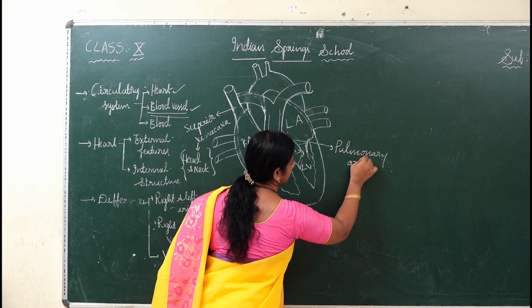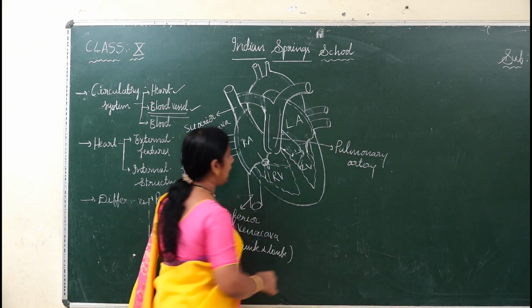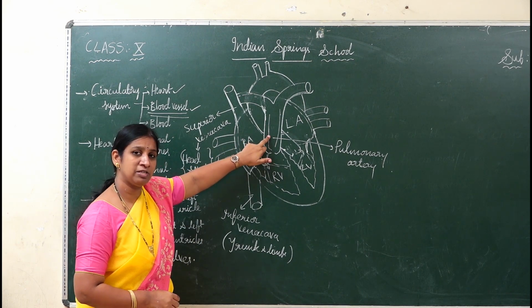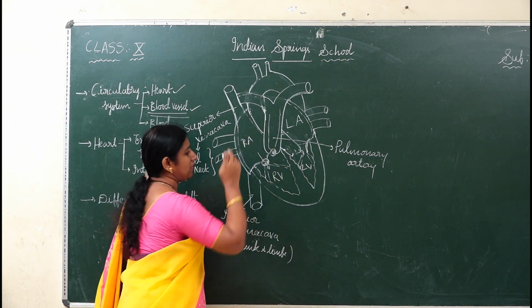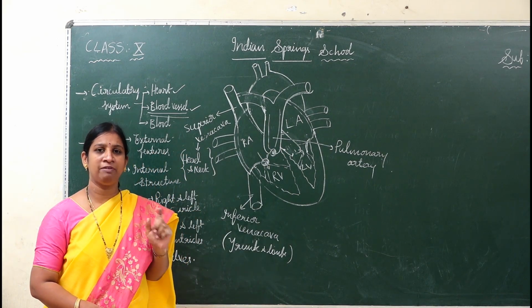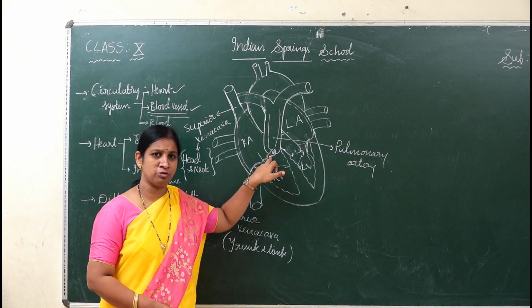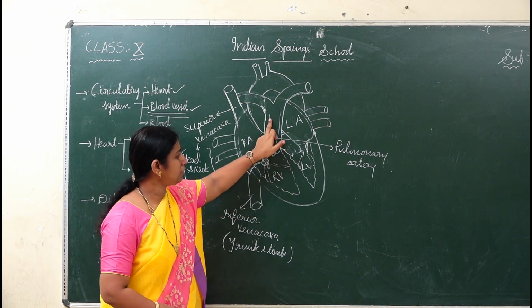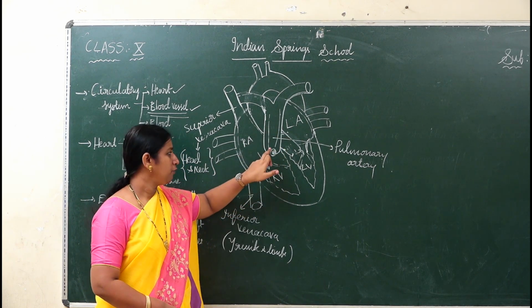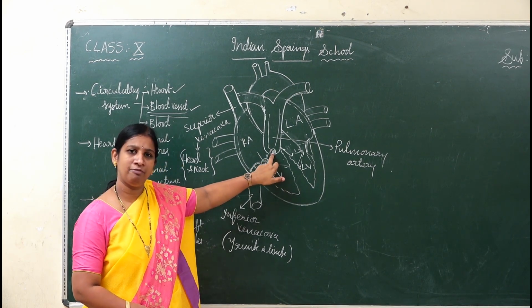Pulmonary artery. So you know how the blood enters into the pulmonary artery? Yes, here also one valve is present. This valve is called the pulmonary valve. In the last class I explained this also. So now from the right ventricle the blood enters into the pulmonary artery with the help of the pulmonary valve.